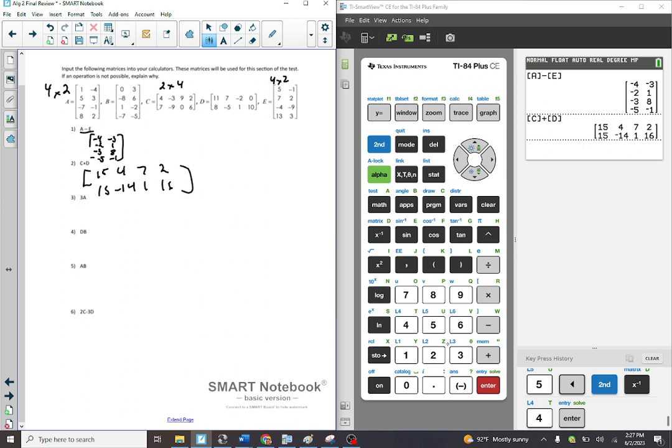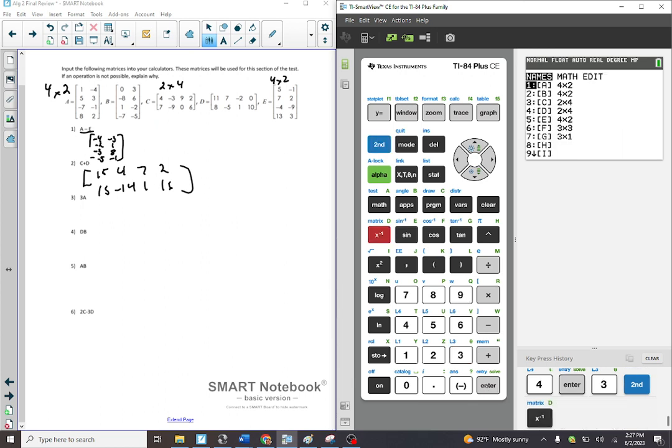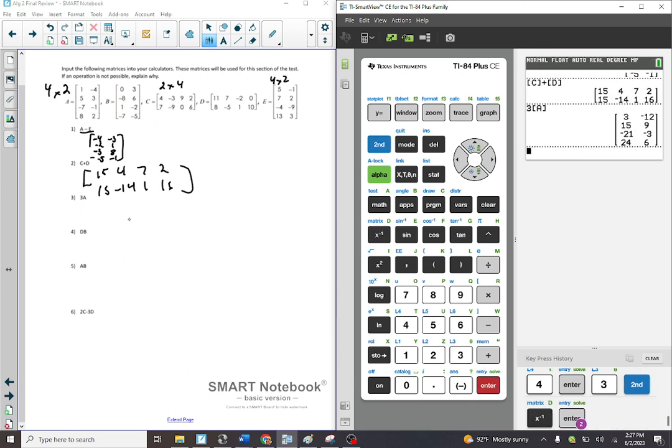Now 3A, I could just do 3 second matrix for the name. I'm putting the name in there. So A, I could do the answer like that: 3, -12, 15, 9, -21, 9, -3, and 24, 6.